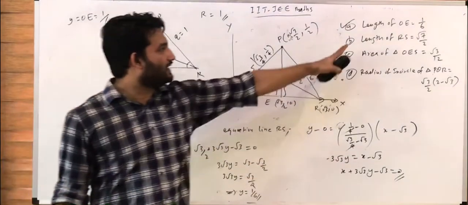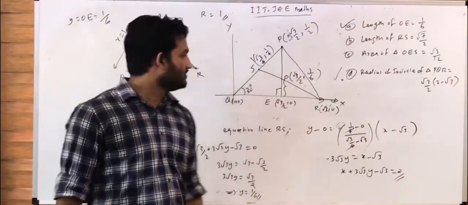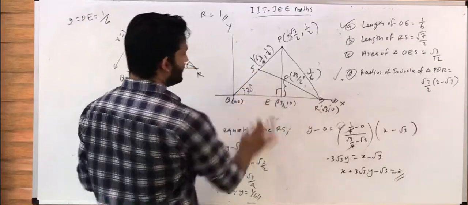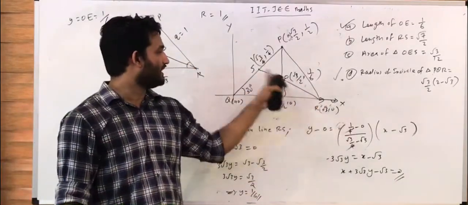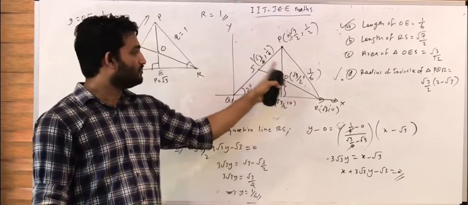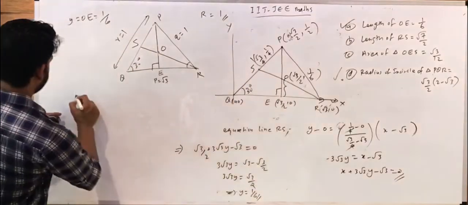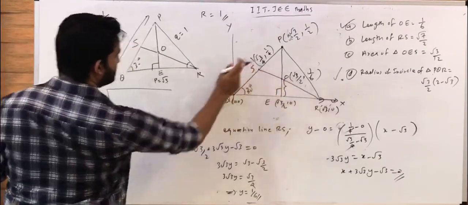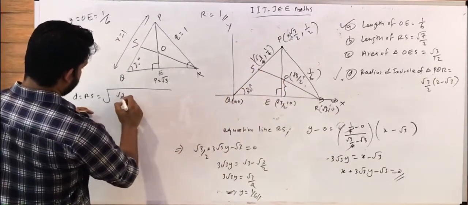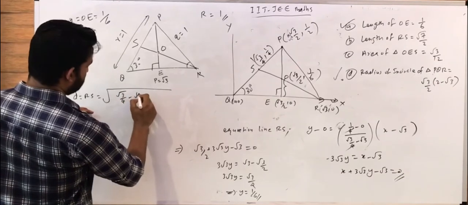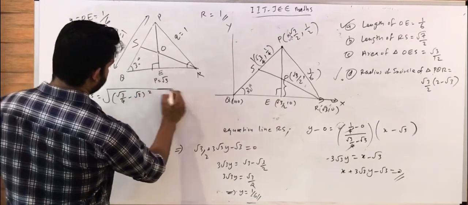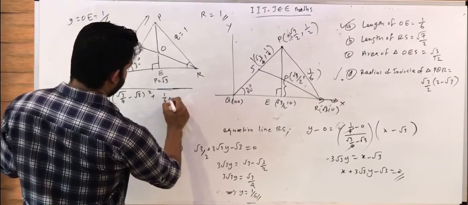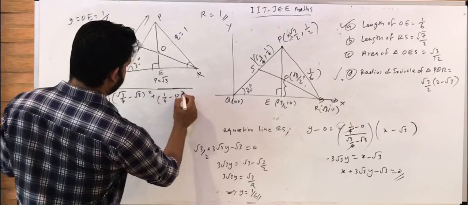Now we need to find the length of RS. Length of RS means we can use the distance formula, when 2 points are given. The length of RS is equal to the root of (x2 minus x1) whole square, that is root 3 by 4 minus root 3 whole square, plus 1 by 4 minus 0 whole square.